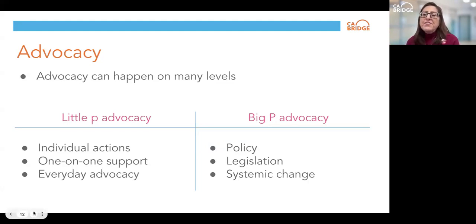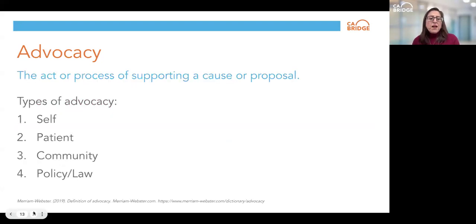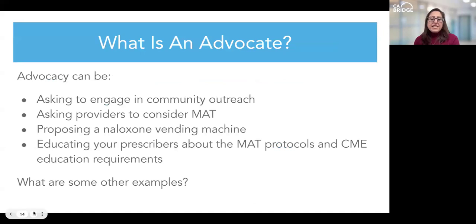And in the chat, if you want to, you can give an example of advocacy for any of these categories, you guys. Specifically, if it's a big P related to substance use, if it's a little P, let us know what was an example. There are certain types of advocacy, and what is advocacy? It's the act or process of supporting a cause or proposal. And as I already mentioned, there's self-advocacy, patient advocacy, community advocacy, and policy and law. So what is an advocate?